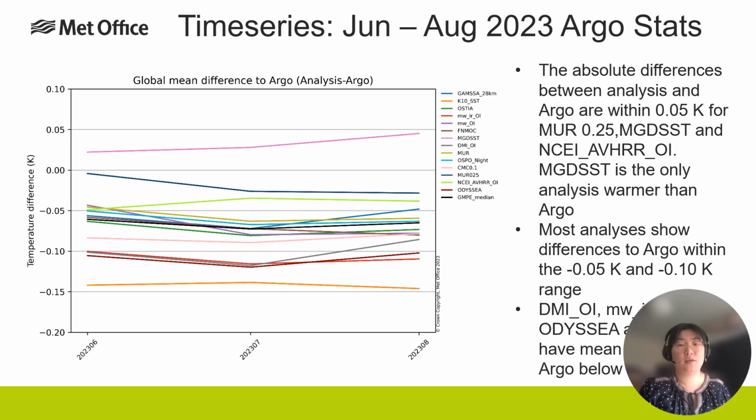Similar results to before, but for summer periods. And this time there's only one analysis warmer than Argo, which is MGD-SST. The next, following Argo and following the trend, is the MER 0.25 in dark blue. And then the next one is the NCEI AVHRR OI. So they appear to compare very well against Argo in terms of the mean difference. The majority of the other analyses are again distributed somewhere between minus 0.05 and minus 0.15, so they are colder than Argo.